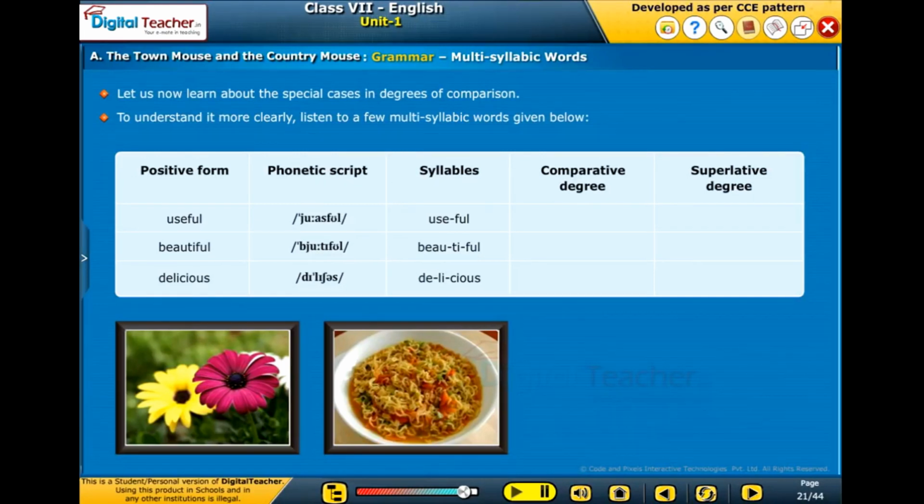the words more and most. For example, useful, more useful and most useful. Beautiful, more beautiful and most beautiful. Delicious, more delicious and most delicious.